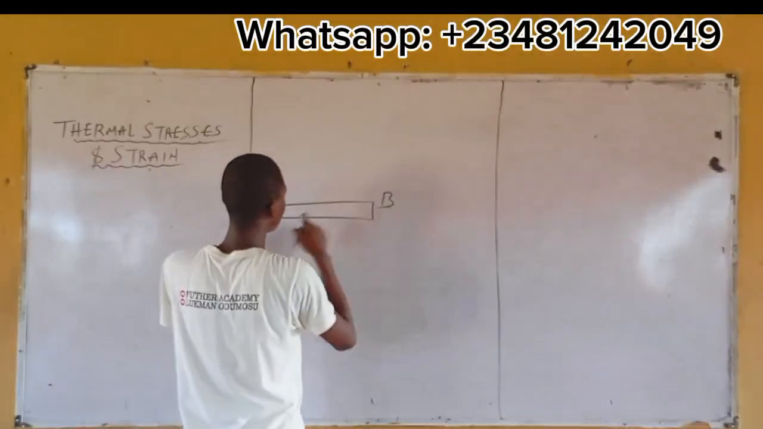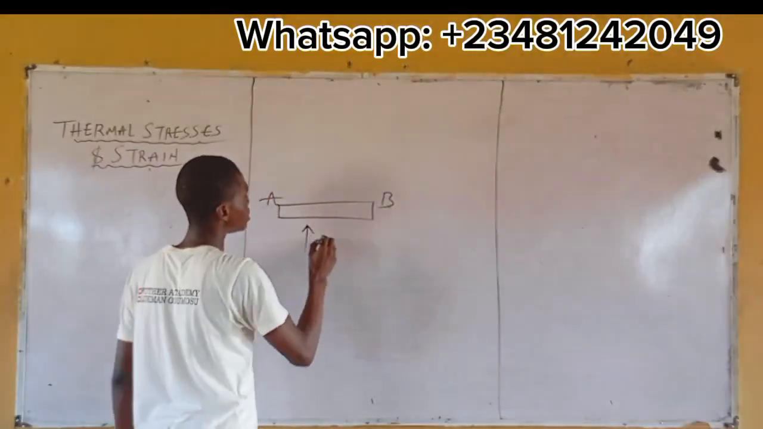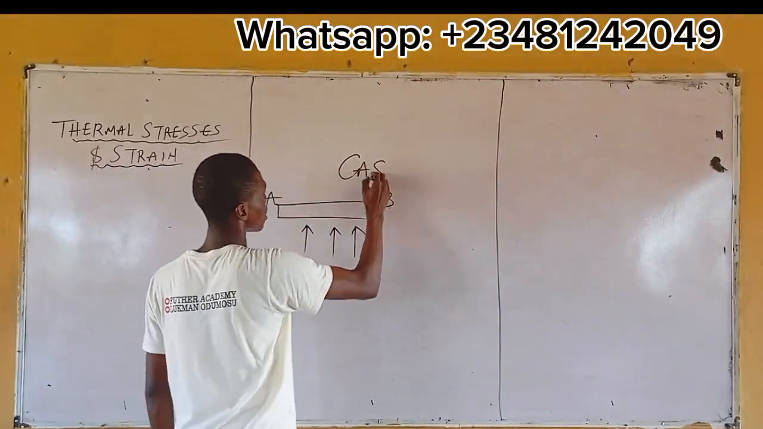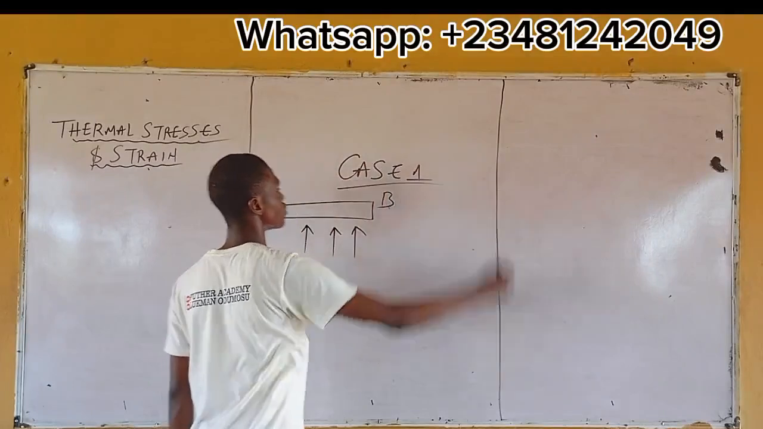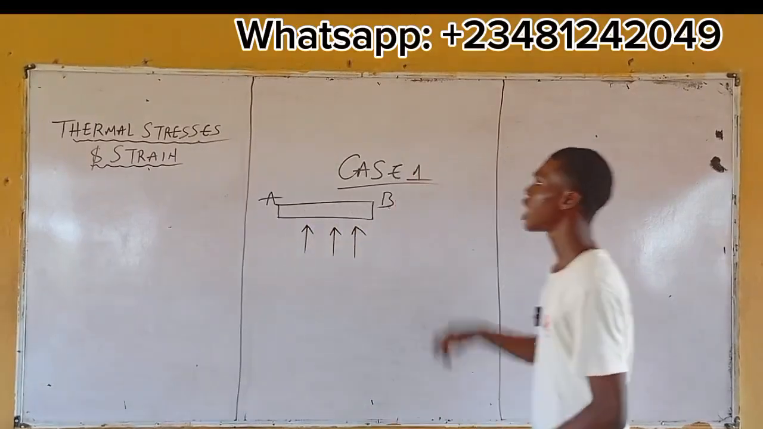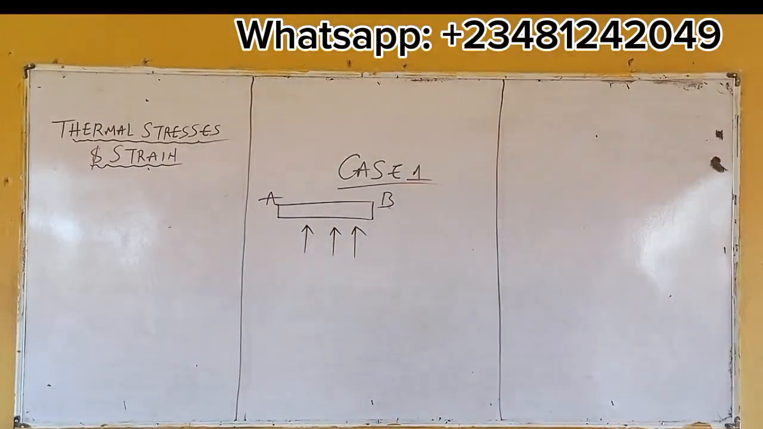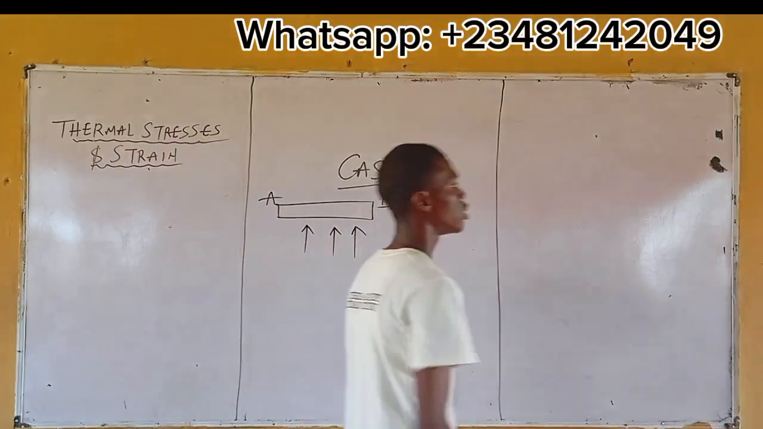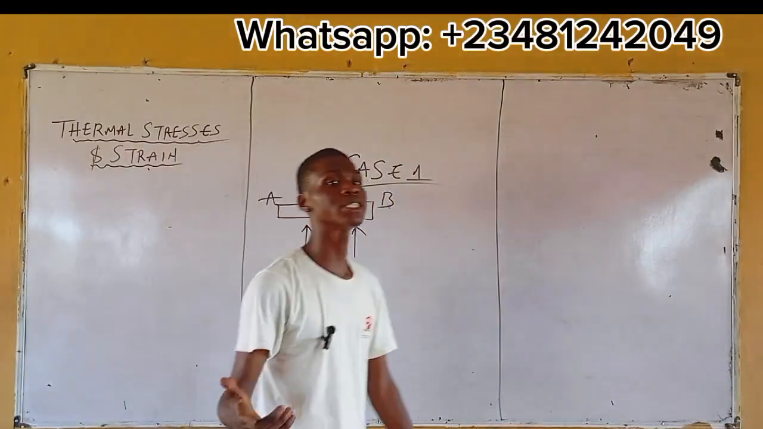Say you have A, you have B, and this body is being heated. This is case 1. I said you are going to understand thermal stresses and strain in two aspects. So this is the first aspect. Then the other aspect, you are going to relate it to what?